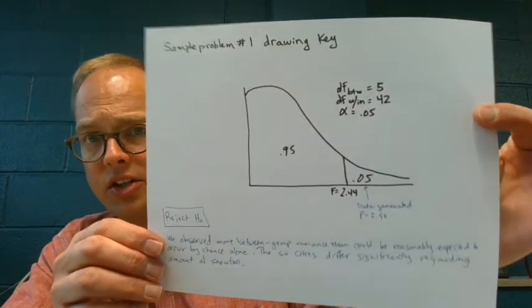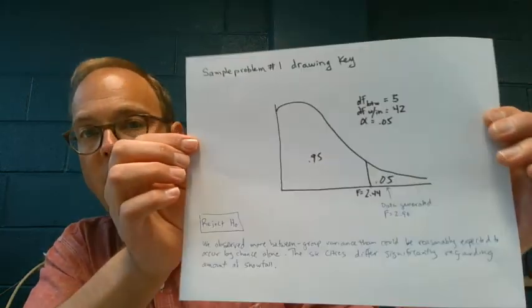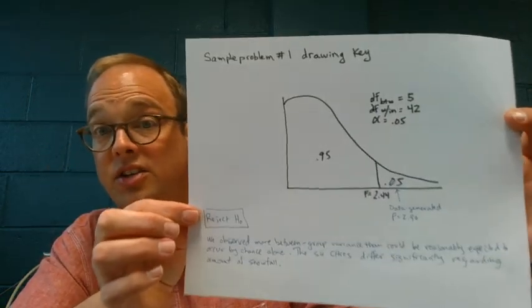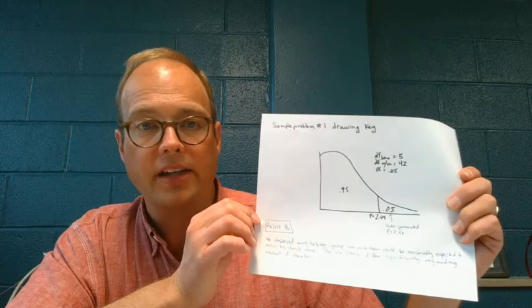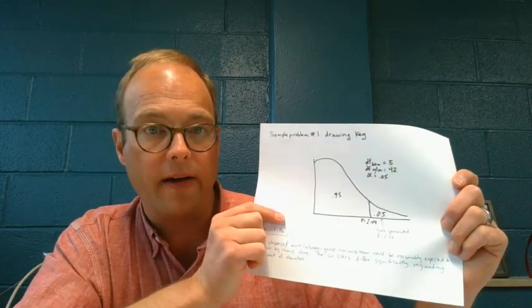And that number represents the true amount or total amount of between-group variance. Now, go ahead and go to the second page of that handout. It looks like this, and it's called sample problem number 1, drawing key, right? So here's essentially where I solved that problem. I started off by drawing the F probability distribution right there.